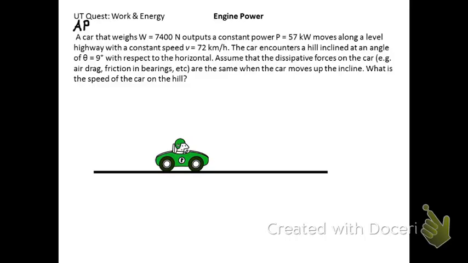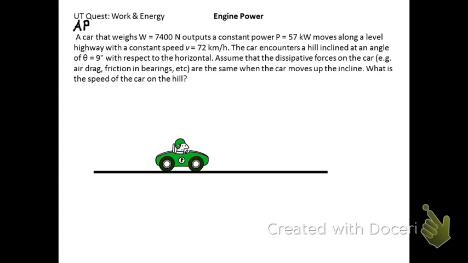This is Mr. Weideman, AP Physics, Lafayette High School, working on our AP UT Quest assignment on work and energy. We've got a problem here called engine power, where we're dealing with a vehicle moving along at constant velocity, and then all of a sudden it starts going up a hill, and it wants to find out the speed of the car on the hill.